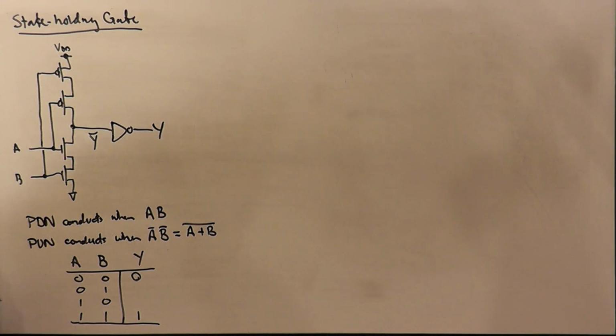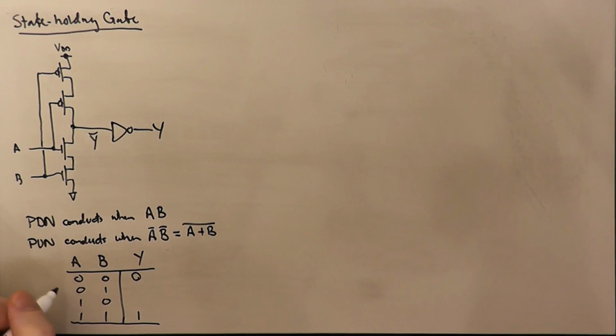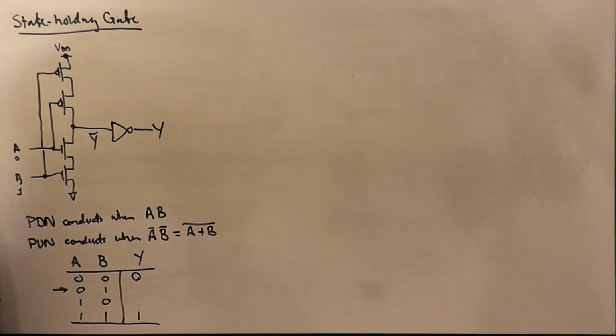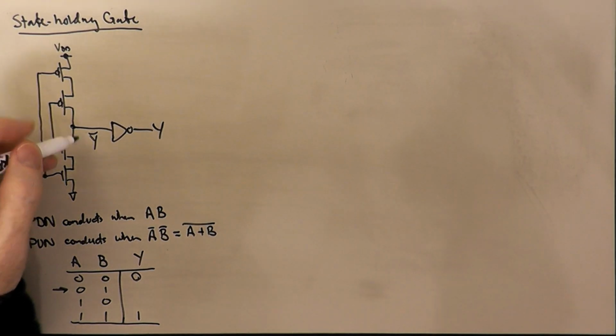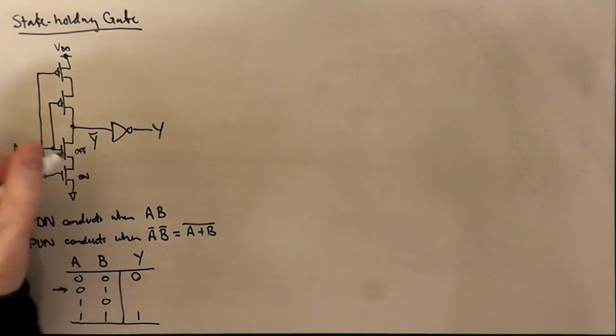What about the case when A and B differ from each other? So when A is 0 and B is 1, or when A is 1 and B is 0. Well, in both those cases, let's take this case here. When A is 0 and B is 1, well, when A is 0, this transistor is off. This transistor is on.